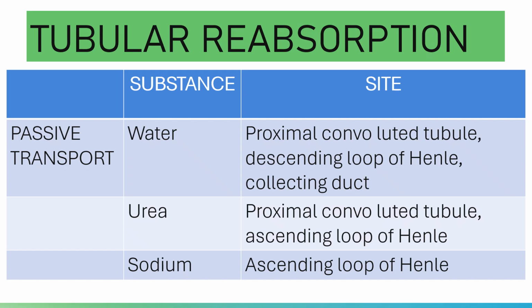Please note that water is reabsorbed throughout the nephron, except in the thin and thick ascending limb of the loop of Henle, which are located in the renal medulla, because they are impermeable to water.